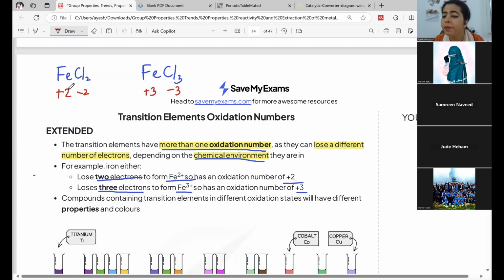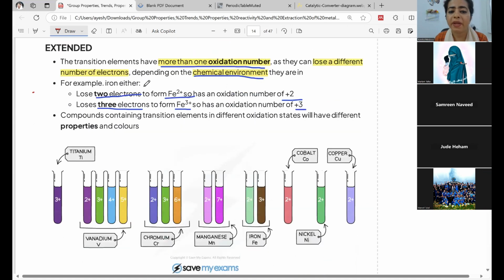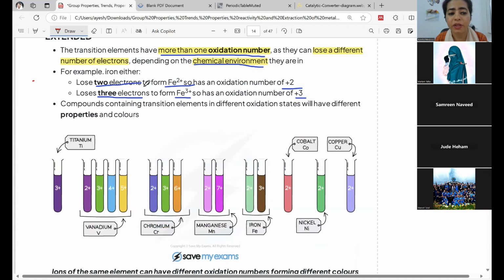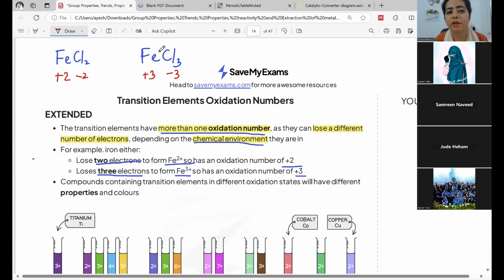So this is one example. Here iron plus 2 is participating in the reaction. Here iron plus 3 is participating in the reaction, depending upon condition. Here 2 chlorines were available, here 3 chlorines are available. So they are changing the oxidation number, losing different numbers of electrons depending upon the availability of the other reactant, the chemical environment. So they can give you these two formulas in the exam and ask you to find the oxidation state of iron. And maybe they can ask you by giving some colors and identify what is going to be the color for this iron compound and this iron compound.